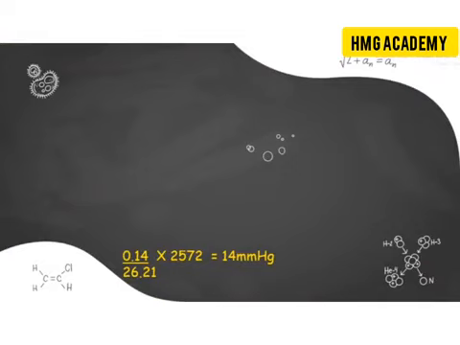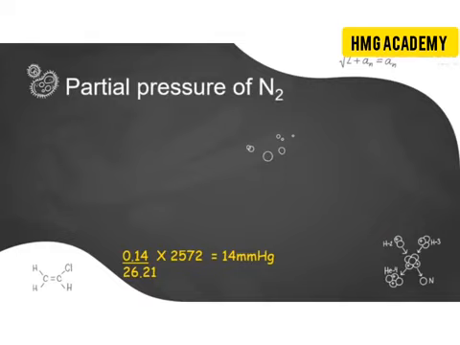Going forward, we are now going to calculate the partial pressure of each of the gases. So for nitrogen, we are going to have the number of moles of nitrogen, which is 1.07. We'll divide it by the total number of moles of all the gases in the container times the total pressure. That will give us 105 millimeter mercury. That is the partial pressure of nitrogen.